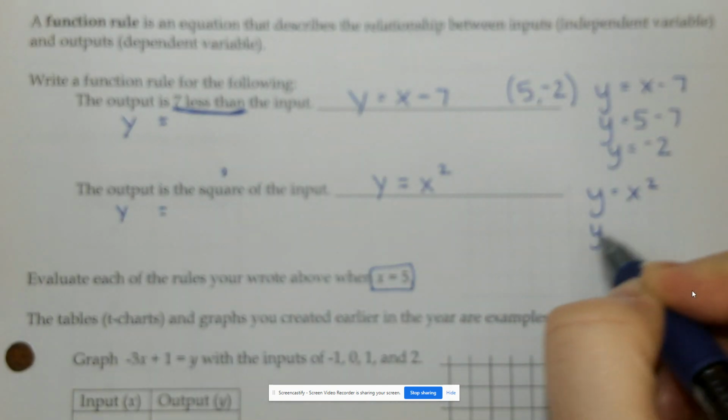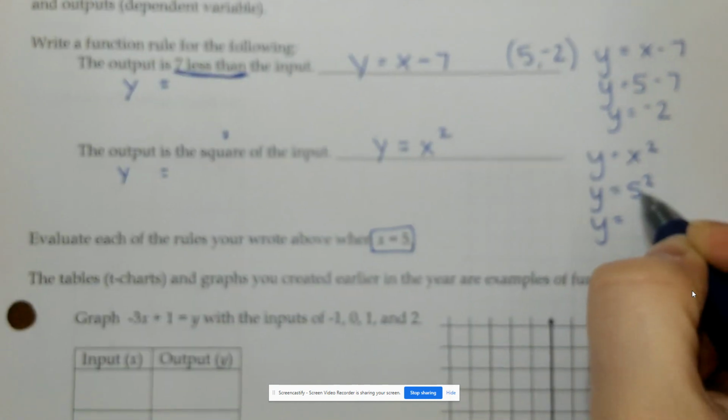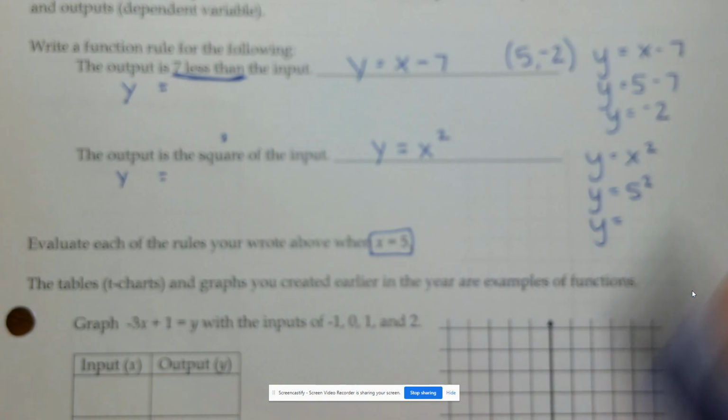If the input is 5, y equals 5 squared, then y would be, don't forget 5 squared means 5 times 5, which is 25.